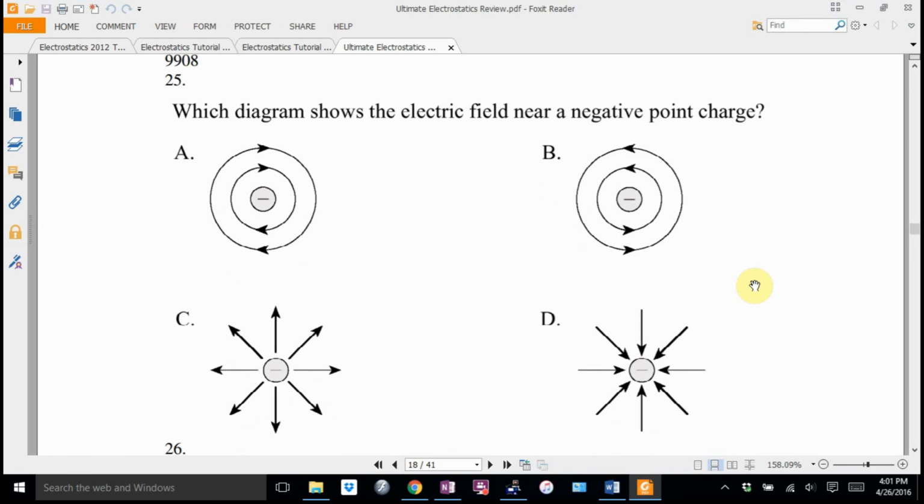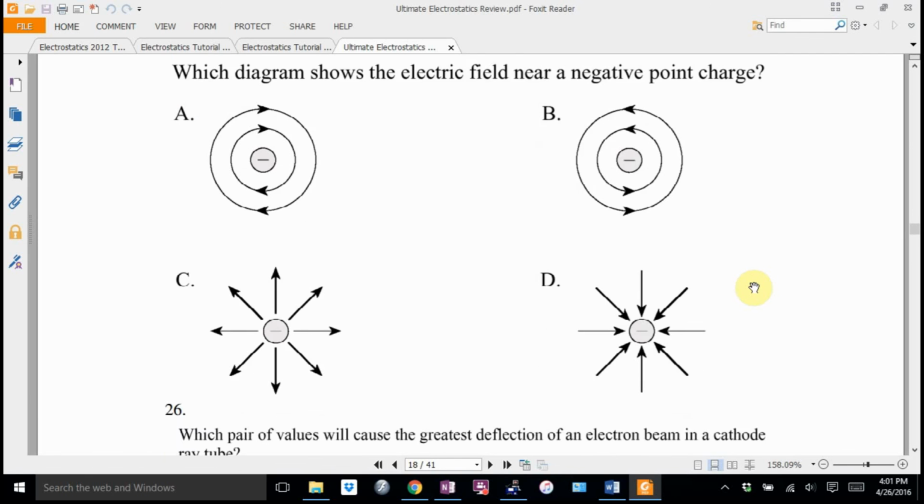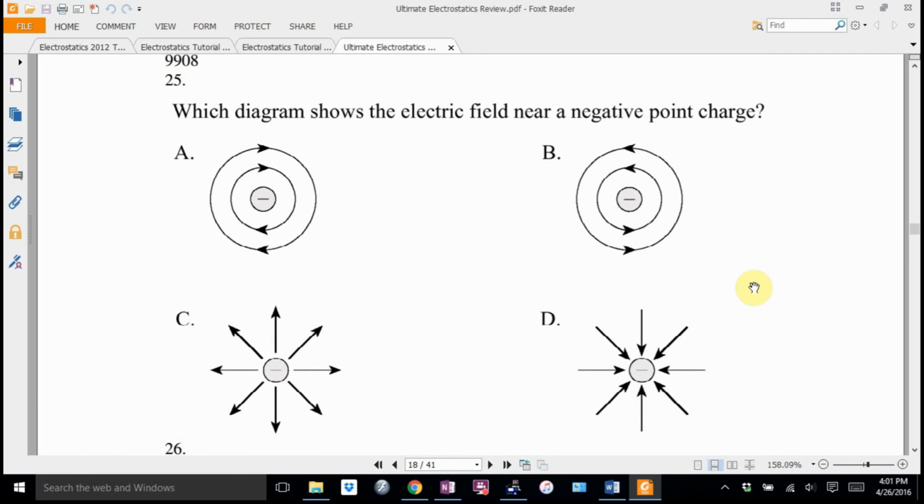25, here's an electric field diagram. Which one of these is correct, by the way? Which shows the electric field near a negative charge? You're right, I think, if you say it louder. D. D, because it points from positive to negative.